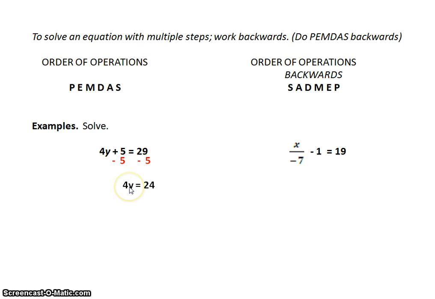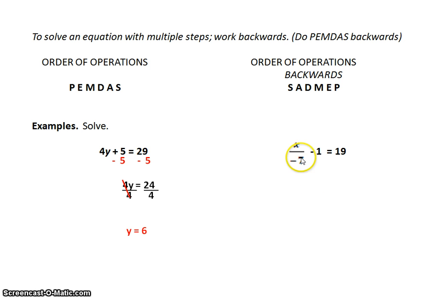Y is being multiplied by 4. To undo the multiplication, I'm going to use the inverse operation of division. So I'm going to divide the left-hand side by 4. I can do that as long as I divide the right-hand side of the equation by 4. The 4's will cancel out because one's in the numerator, one's in the denominator. On the left-hand side, I have successfully isolated the variable y. Now we need to simplify the right-hand side. 24 divided by 4. So I'm going to come up with y equals 6. If I put that back in the equation, I would have 6 times 4 is 24. 24 plus 5 is 29.